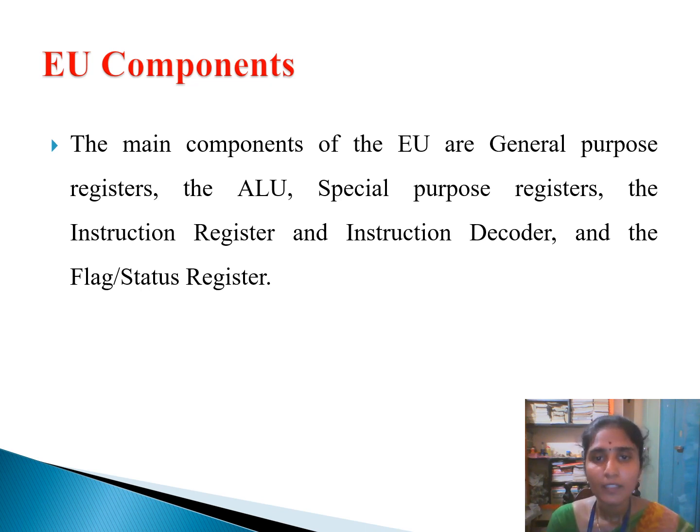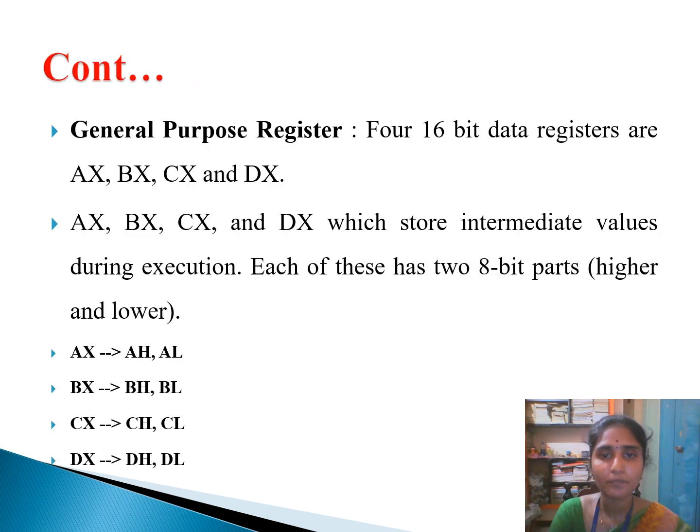The main components of the execution unit are the general purpose registers, ALU, special purpose registers, instruction register and instruction decoder, and the flag or status register. Let's see them one by one. The first one is the general purpose registers. Four 16-bit data registers: AX, BX, CX, DX. These are all general purpose registers.